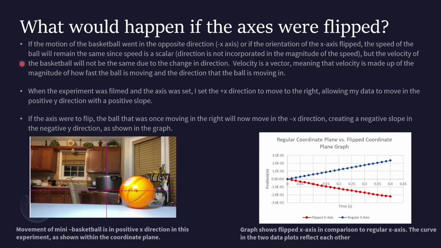If the motion of the basketball went in the opposite direction, or if the orientation of the x-axis flipped, the speed of the ball would remain the same since speed is a scalar, meaning the direction is not incorporated in the magnitude of the speed. But the velocity of the basketball would not remain the same due to the change in direction.